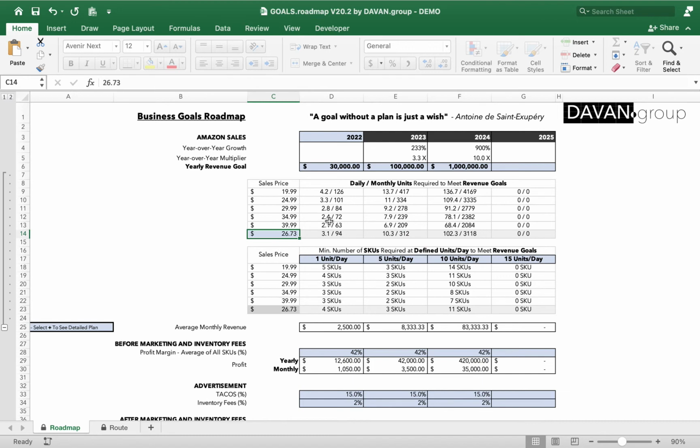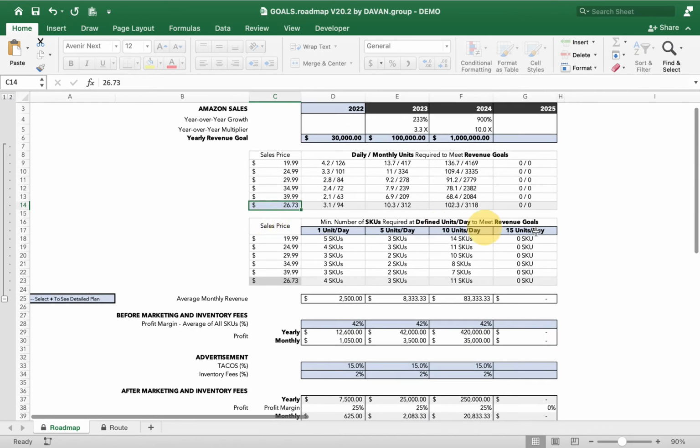Now, what we want to see is, okay, if we say at $29.99, it's going to be 91 units we're going to have to sell a day. Am I able to do that with just one product, one SKU, or would I have to have multiple SKUs? So this one down here, this next table, is going to show you, okay, what are the minimum number of SKUs required at defined units that I can put in here to meet our revenue goals?